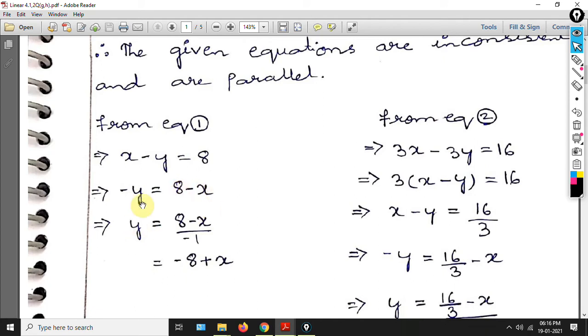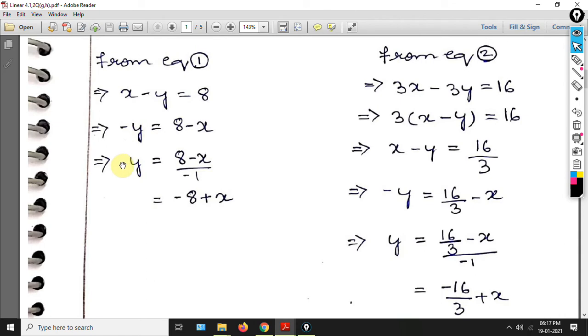Now what we are doing is keeping only y here. Minus 1 is there with y, so we send that minus 1 also to the other side. So we get y equals 8 minus x divided by minus 1. The minus comes up, so we get minus 8, and minus into minus gives plus x. Okay. So now we will draw the table for this equation.